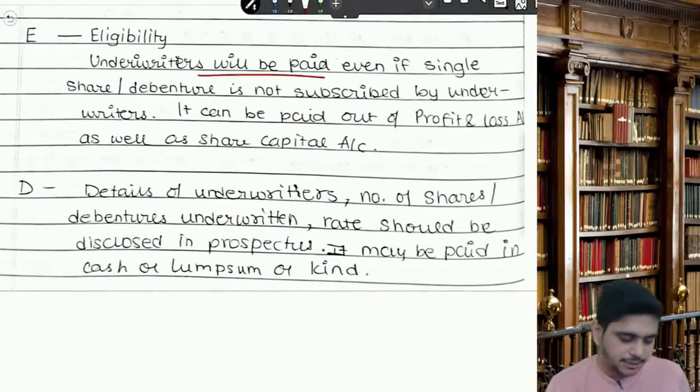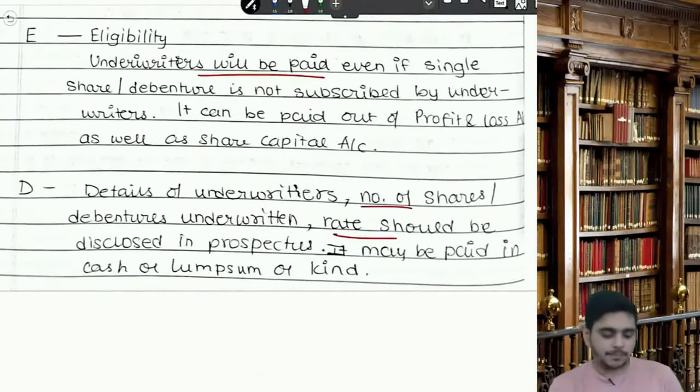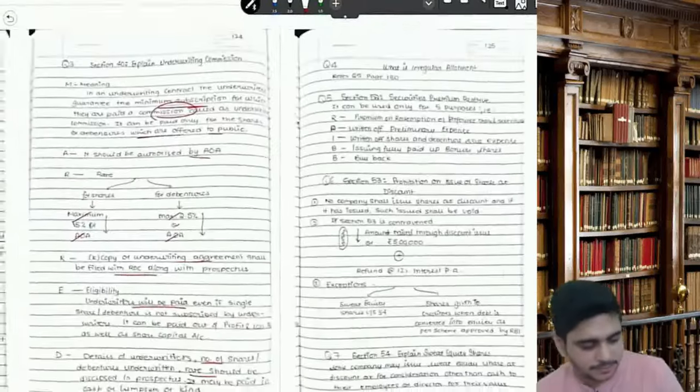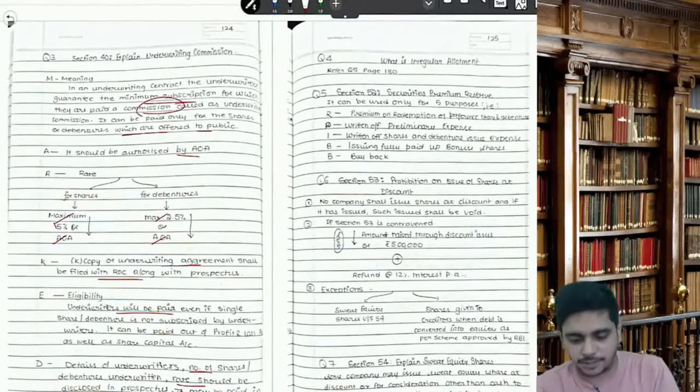Point G: details of the underwriter, number of shares underwritten and rate should be disclosed in the resolution, and it may be paid in cash, lump sum or kind. So this is section number 40, underwriting commission.